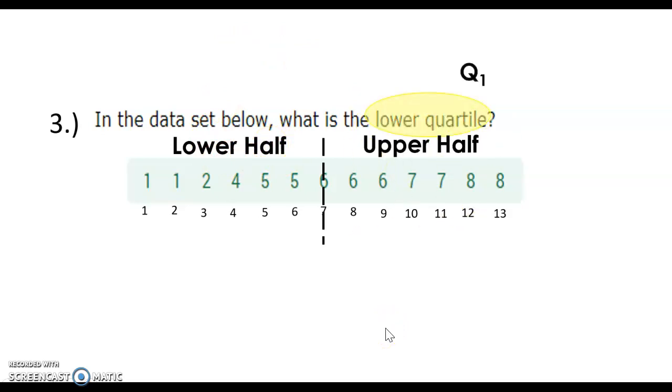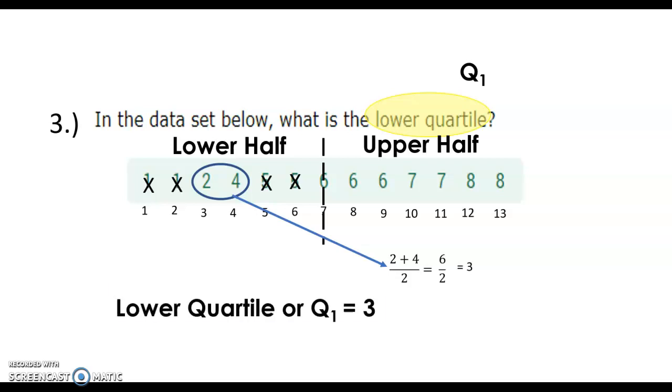I'm looking for the lower quartile of Q1. Therefore, I start to cross out my numbers from left to right, one on the left, one on the right, until I reach the center. In this particular example, I have two numbers in the center, which happen to be 2 and 4. So when there are two numbers in the center, in order to find out what that quartile equals, you have to average the two numbers. So I'm going to add 2 plus 4, divide by 2, and my answer comes out to be 3 for Q1, or the lower quartile equals 3.